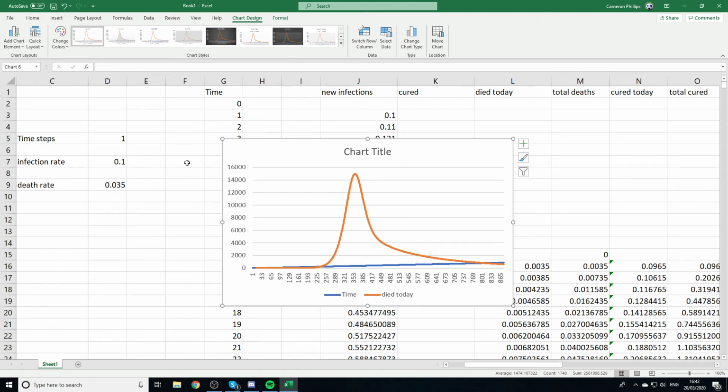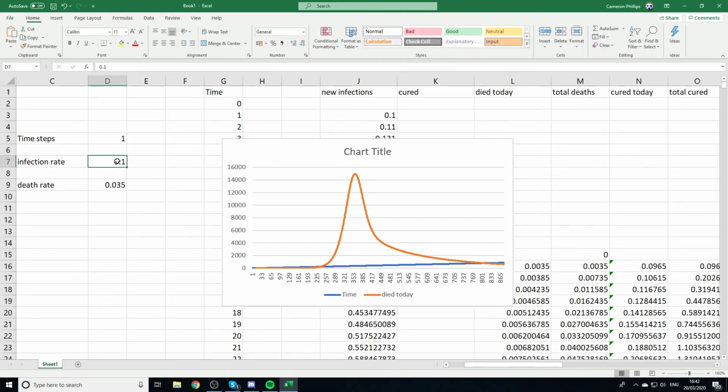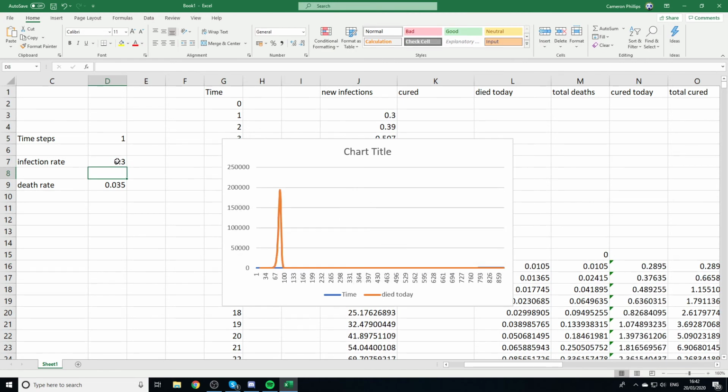Now, an infection rate of 0.01. Well, that's not happening, is it really? It's been nearer. Well, let's look at it. Let's see the difference. With an infection rate of 0.3, we peak at nearly 200,000 deaths in a day, between 67 and 100 days. That's per day deaths. Okay, let's put that down to 0.2.